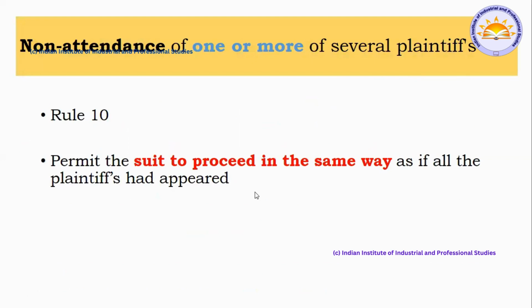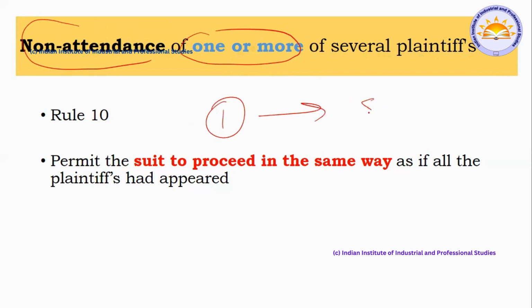Next, non-attendance of one or more of several plaintiffs. Rule 10 speaks about this, and it permits the suit to proceed in the same way as if the plaintiff had appeared. So if one or more plaintiffs do not attend, those who are present can continue with the suit.